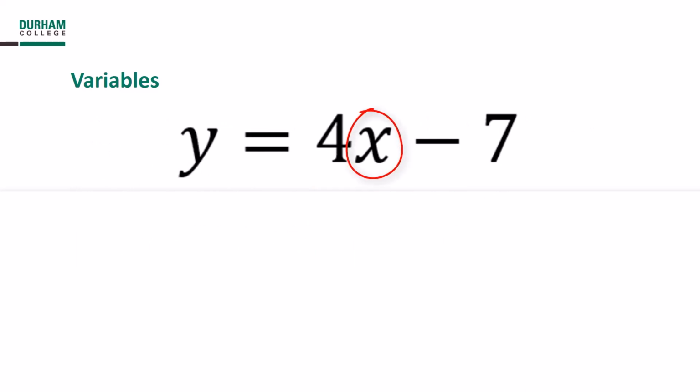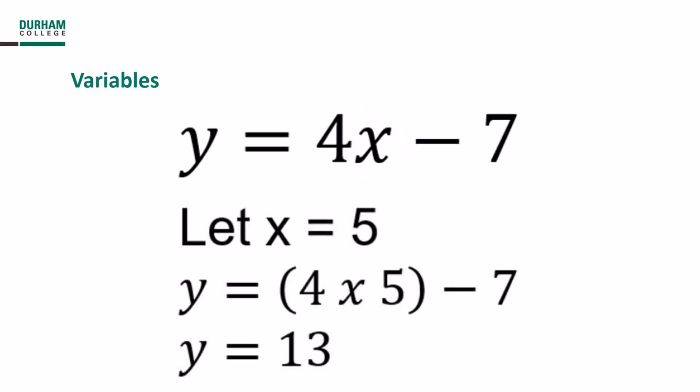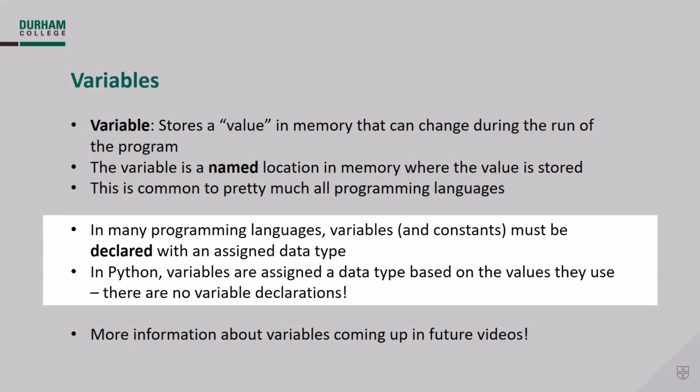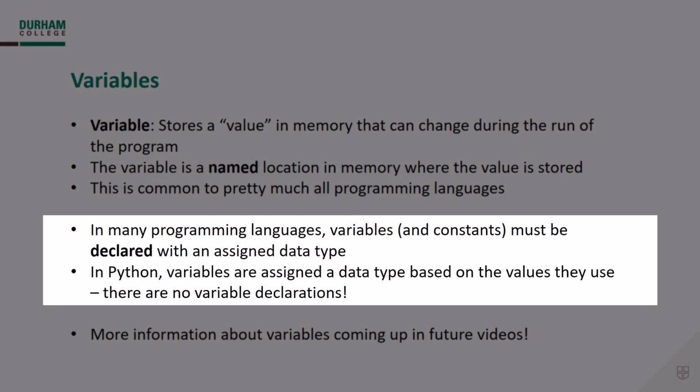We have this thing, we can call it x if we wanted to, that's not a great name, but we could call it x and then we can assign it a value and see what result happens when we use that value x. In many programming languages, variables and this other thing called constants, which is sort of also a named place in memory, but it's one that can't be changed, they have to be declared and they have to be assigned a data type.